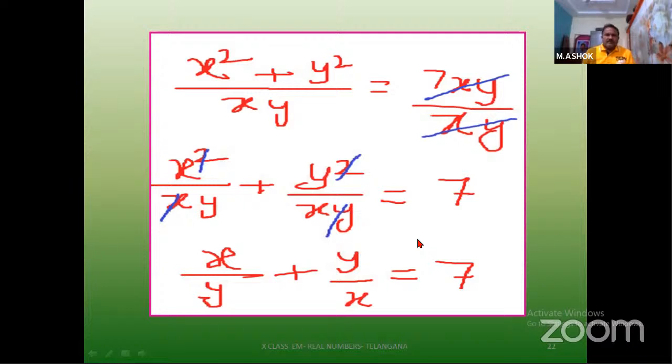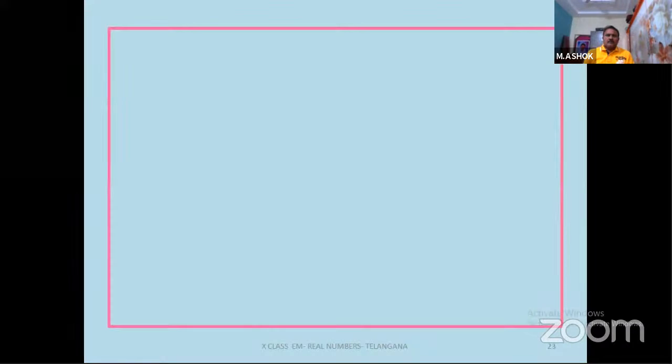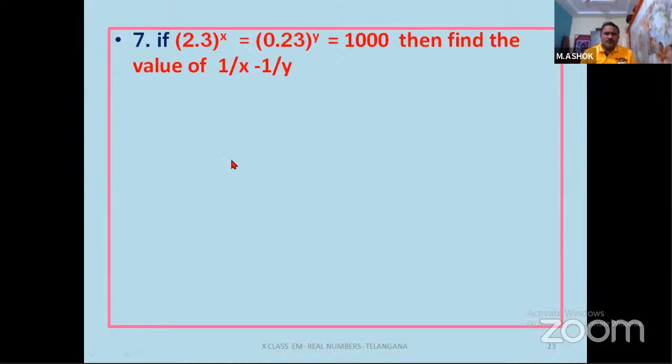In this way, you have to apply the suitable formulas. We have only 3 formulas in logarithms, so to get the answer we need to apply suitable formulas and solve like this. Okay, now comes the 7th one. From the 5th to 8th sums in exercise 1.5, they are all 4 marks questions, a bit big.